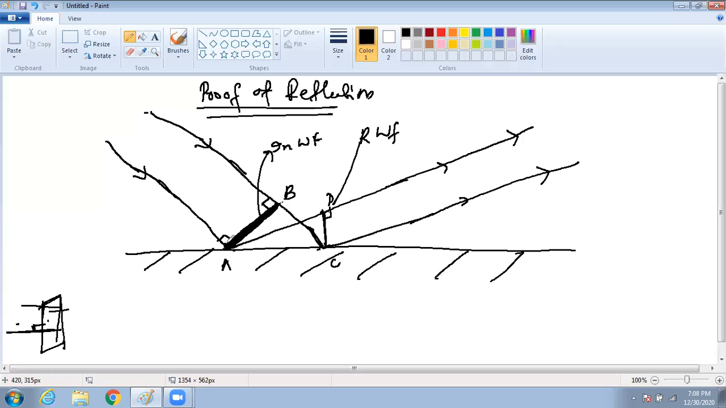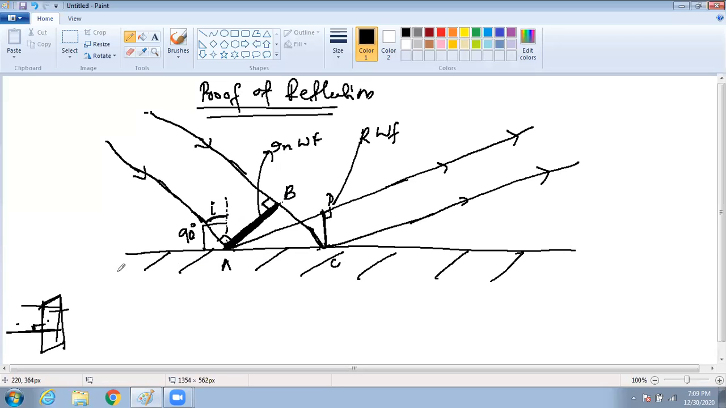Now, obviously, what is the normal? The normal is something which is perpendicular to the surface. Am I correct? So this angle is how much? 90 degrees. And you know that the angle of the incident ray with the normal is I. Am I correct? This angle is I.